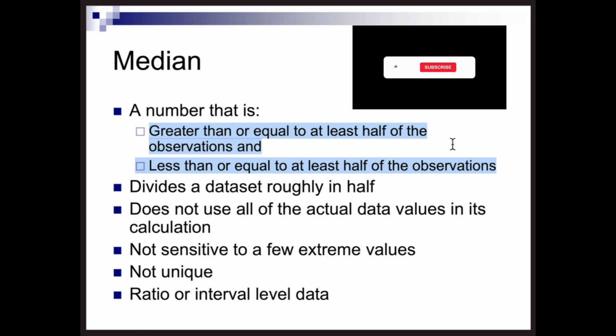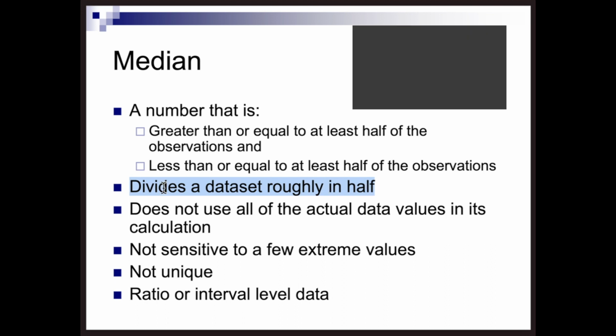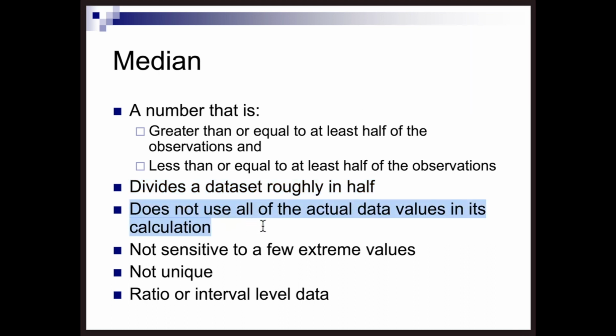Now, the interpretation of the median is that it divides the data set roughly in half. And a characteristic of the median is that it does not use all of the actual data values in its calculation. In determining the median of a data set, we use either the middle value, or if we've got an even number of observations, we average the two middle values. And so in that case, we're using at most two of the actual data values in the data set to calculate the median.